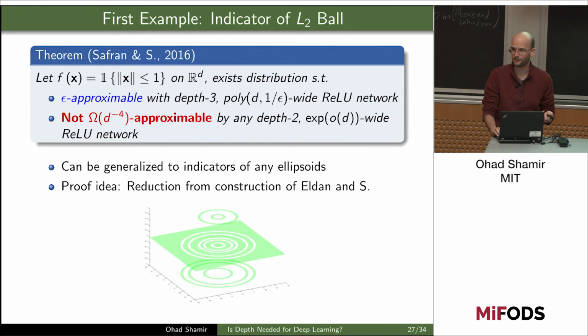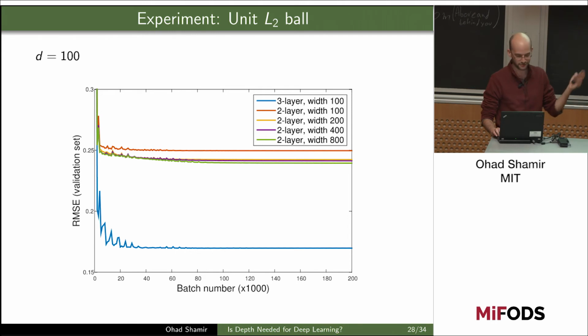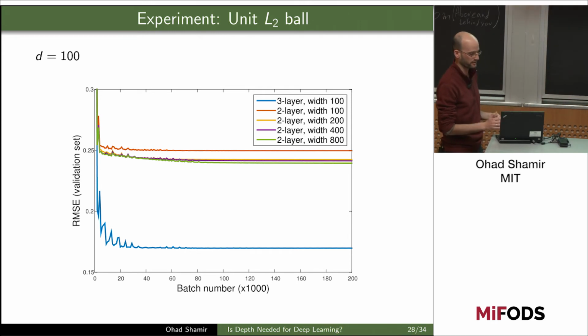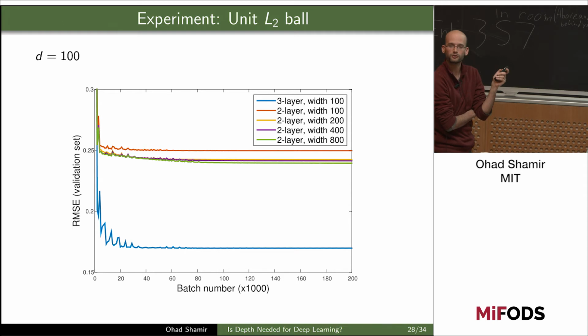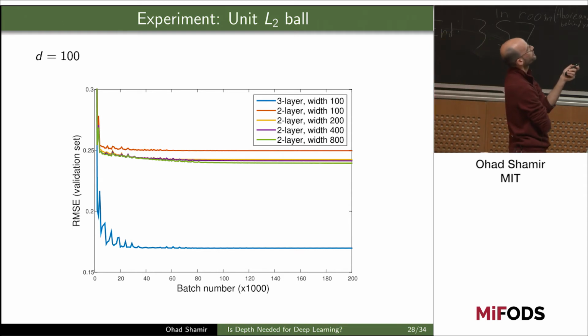Now, the nice thing about the indicator of a unit ball is that it is a simple function that we have a hope to learn, and you can actually see this experimentally. If we just take a sample of data points labeled according to whether they're inside or outside the unit ball, you can run experiments and train networks. What we saw very clearly is that first, you can train a 3-layer network, which achieves a certain error. But if you now try to match it with a 2-layer network, it's very difficult to do. And it's very difficult even if you make the width much larger.